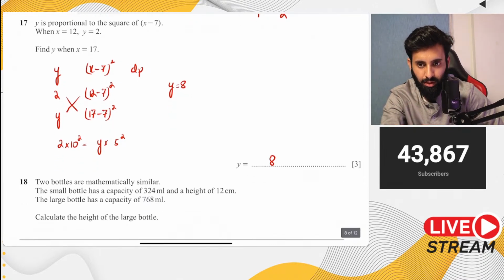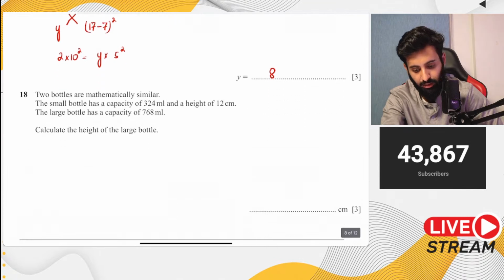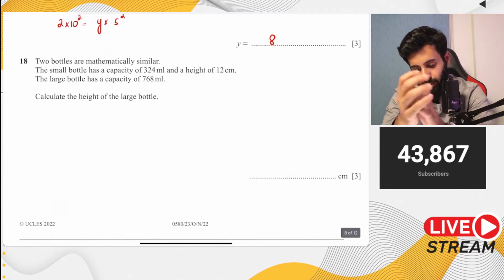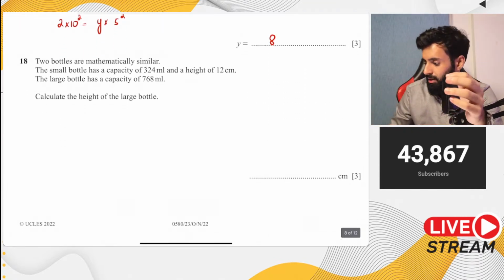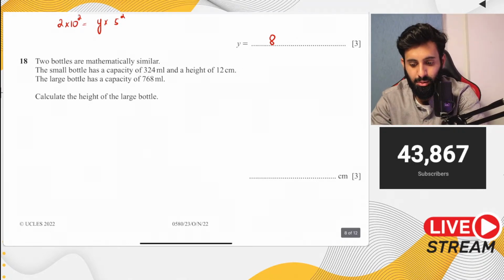Okay, so here we are. Question number 18. I want you guys to try question number 18. There's a catch in the question, especially when it comes to the volume.